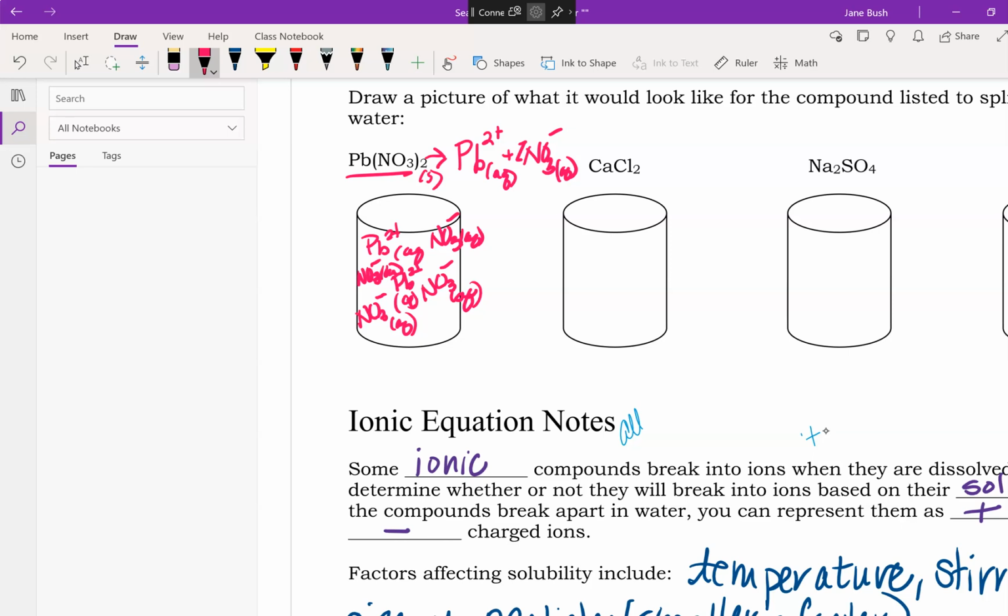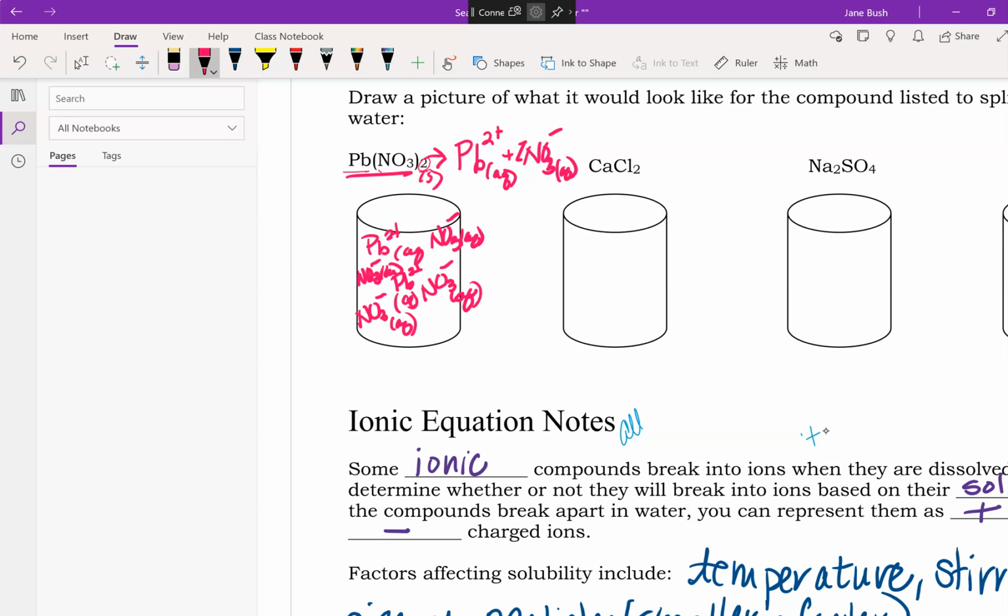Do I have to add the aq on the end? Yes, because they're dissolved in water. How do you know how many to put in there? Because this says 1 lead, and it has a 2, that means 2 nitrates. Can we just do 1 lead and 2 nitrates? Uh-huh. Why are we writing more of them? Because I wanted to. It's not a required thing, you just have to keep the ratio.